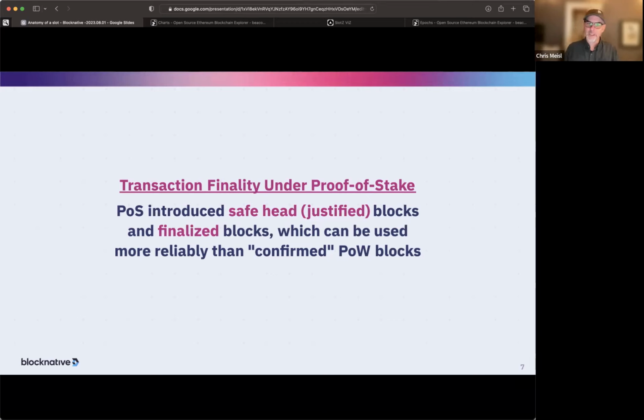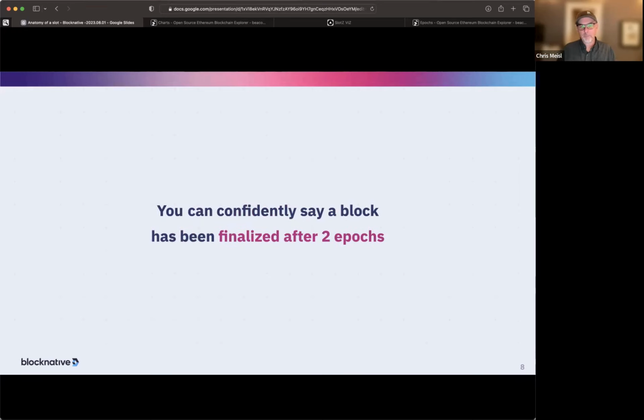And of course, the other thing that has changed with proof of stake is that now there is an actual clock. Every slot occurs every 12 seconds. Every 6.4 minutes, you have a new epoch, and we'll get into the details of that. So today, with proof of stake on Ethereum, we can very confidently say that a block has been finalized and is not going to change, and you can base a lot of your business logic on that after 2 epochs have gone by. So that's about 13 minutes, sorry.